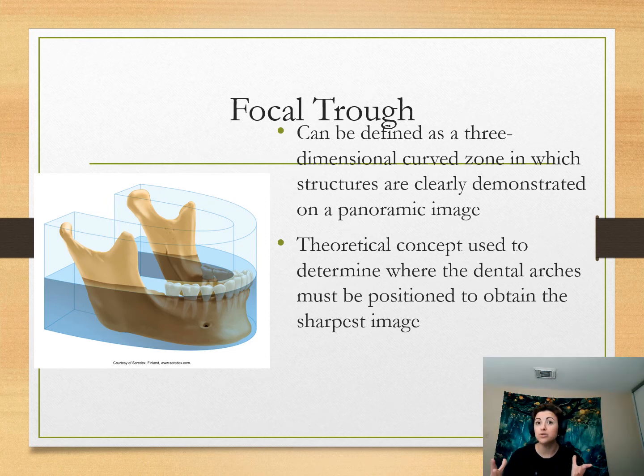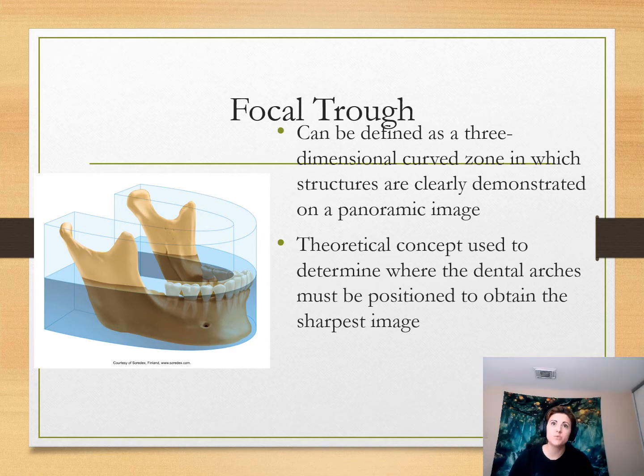So if you have someone who's too big, we're not going to get them perfectly into the focal trough. If they're too small, we're definitely not going to get them into the focal trough. If they're really angular, they're not going to be in there perfect, and that's okay. It's okay that they're not perfect, as long as we get them as close to being in that arch shaped imaginary perfect spot as we can get them, then we're going to do fine.